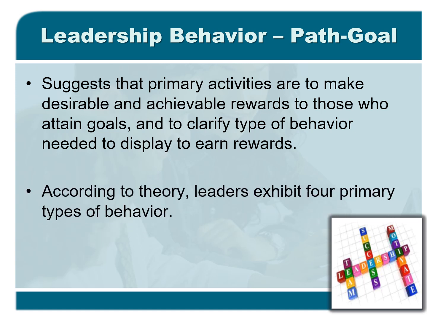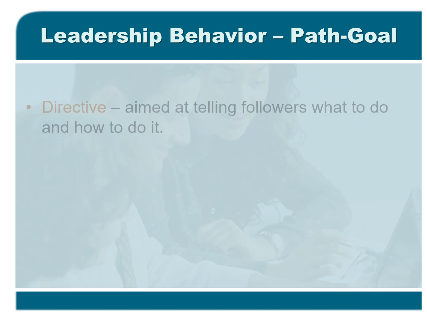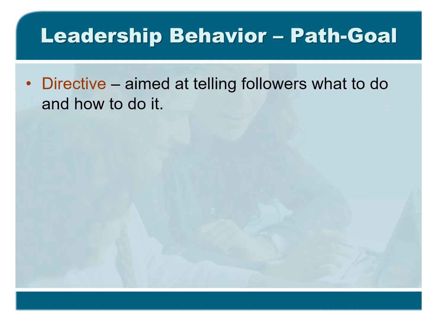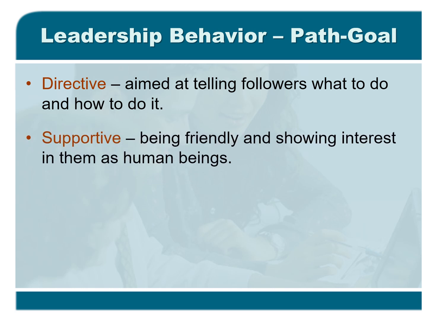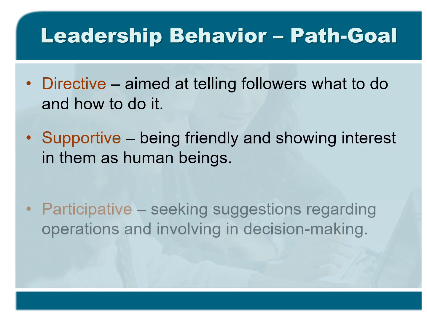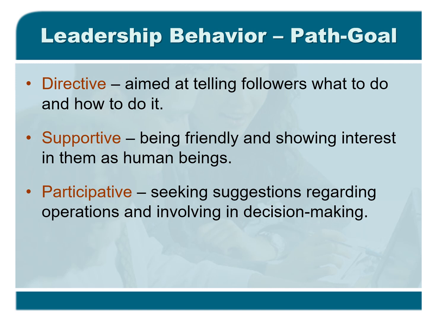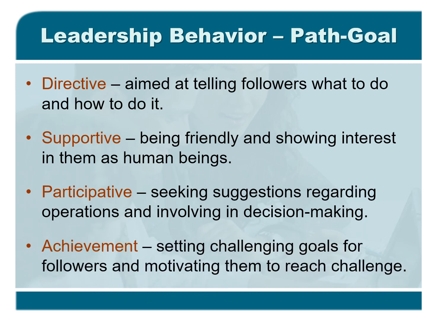According to the theory, leaders exhibit four primary types of behavior. Directive, aimed at telling followers what to do and how to do it. Supportive, being friendly and showing interest in them as human beings. Participative, seeking suggestions regarding operations and involving them in decision-making. And achievement, setting challenging goals for followers and motivating them so as to reach and attain that goal.